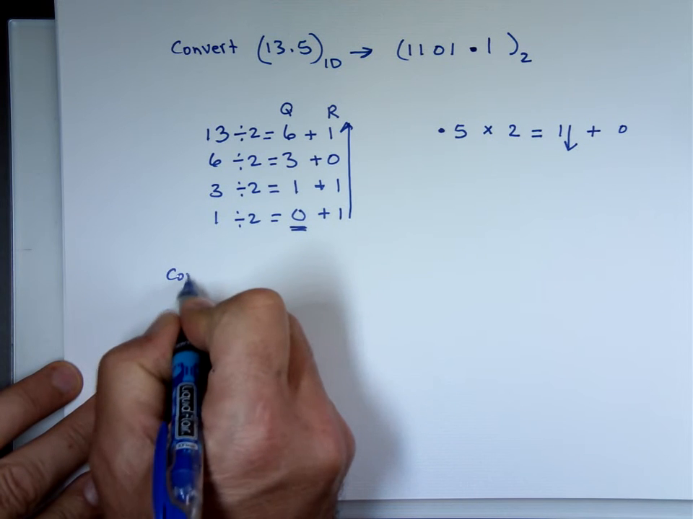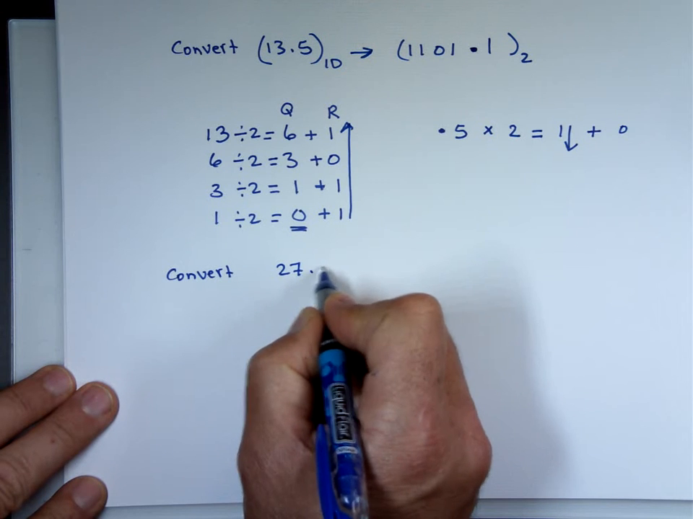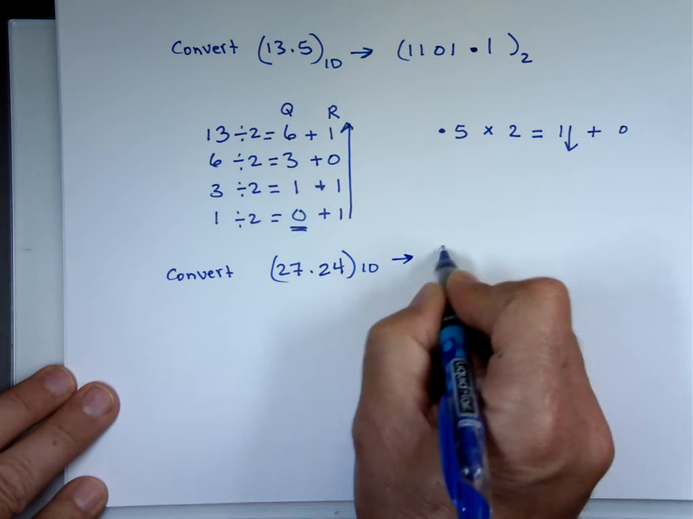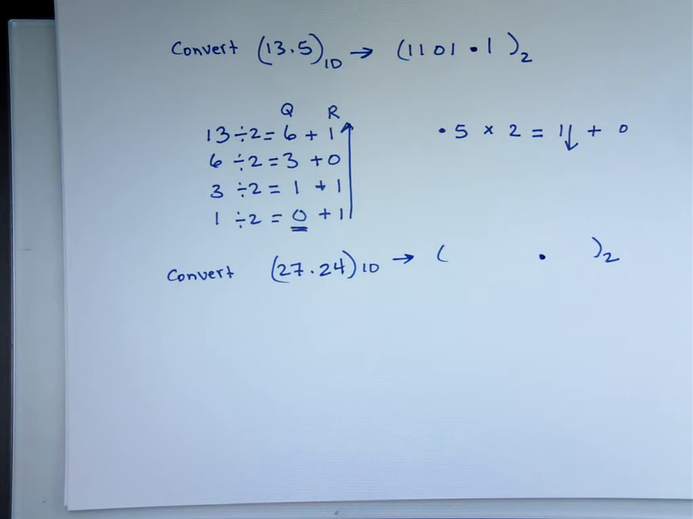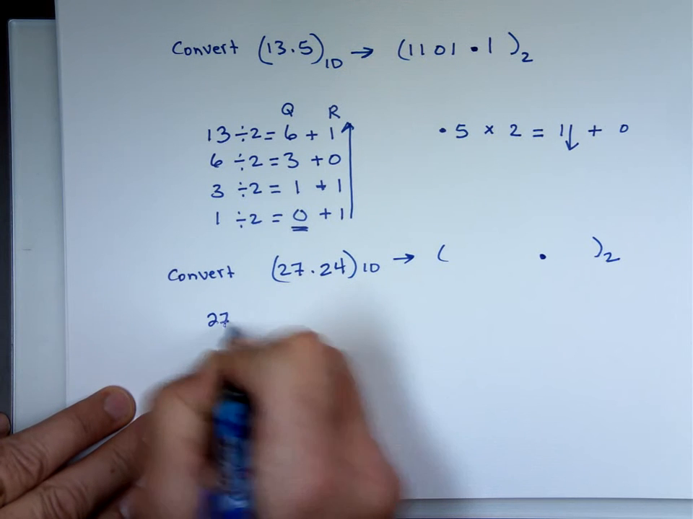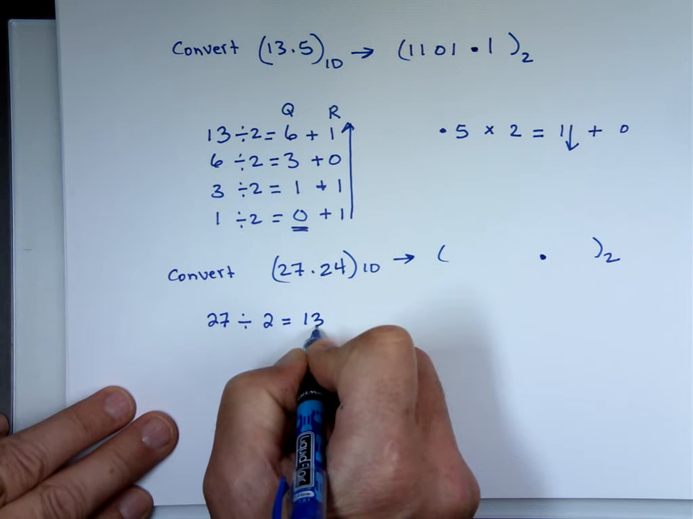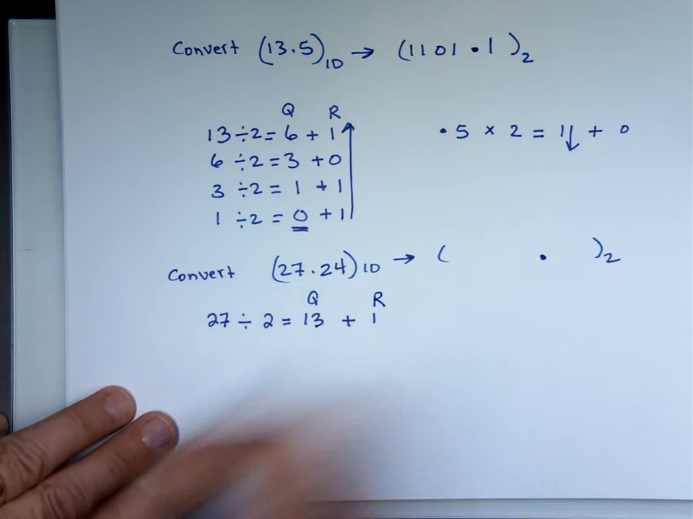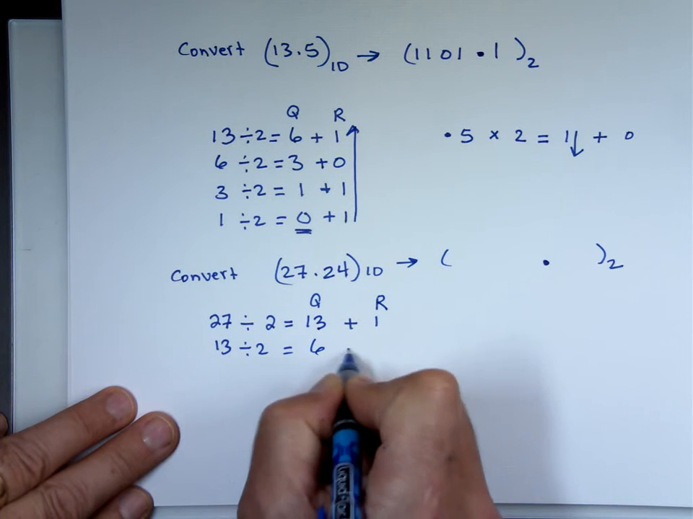Convert 27.24 base 10 to binary. I'll take the 27 divided by 2, which is what? Is that 13? Yep. 13 times 2 is 26, plus the remainder of 1. Take the 13 divided by 2. 6, remainder of 1.